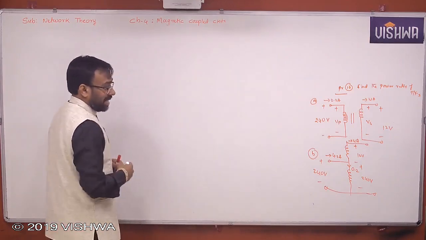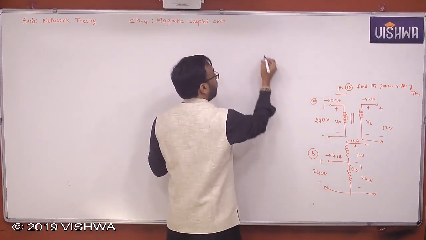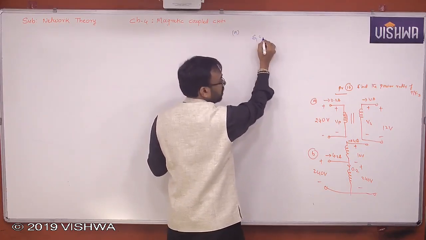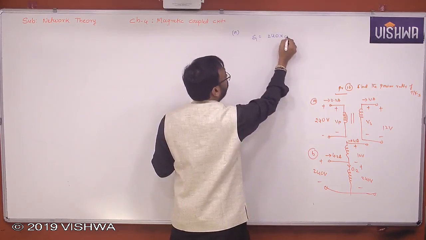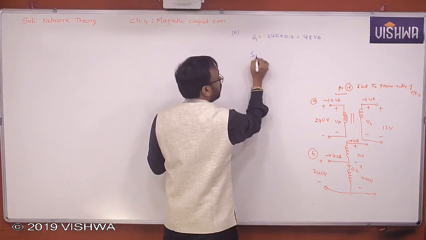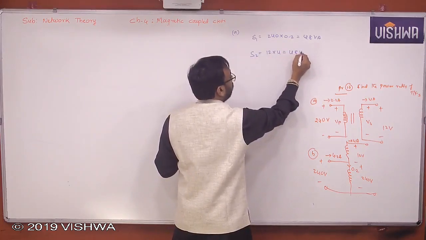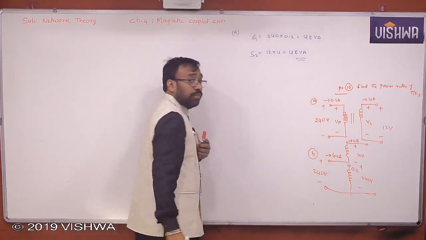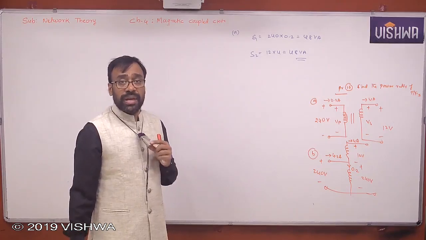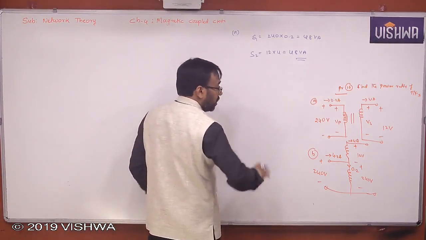Now the first case, let us see the power rating. What is the power rating here? The power rating of the primary, S1, is 240 into 0.2, which is 48 volt ampere, yes or no? S2 is also 12 into 4, 48 volt ampere. So the volt amp rating is always the same for the transformer, whether it is primary or secondary. Any calculation you take, the power rating should be the same.